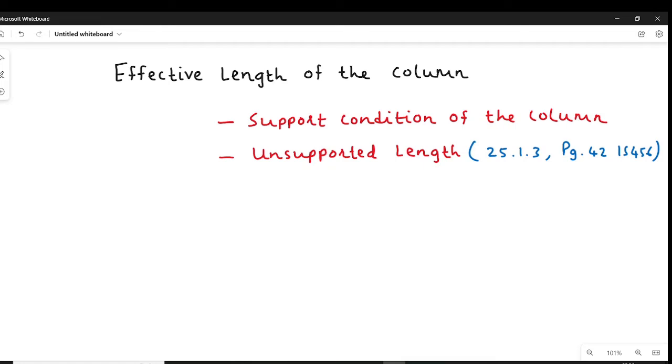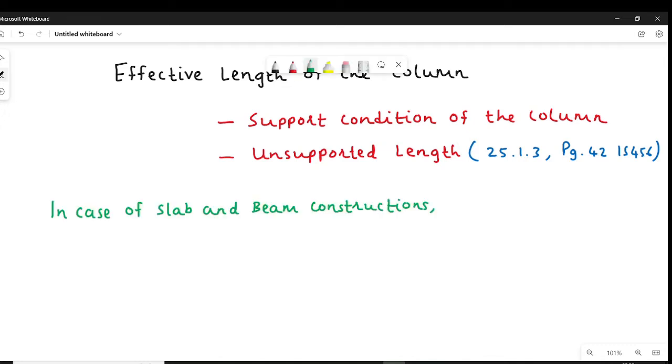So how to take the unsupported length? It is given in IS code 456 2000, page number 42, clause number 25.1.3. So based on that, we have to decide what the unsupported length is in our building. Okay, so you see, we have different types of building. For different types of building, the IS code has given different unsupported lengths.